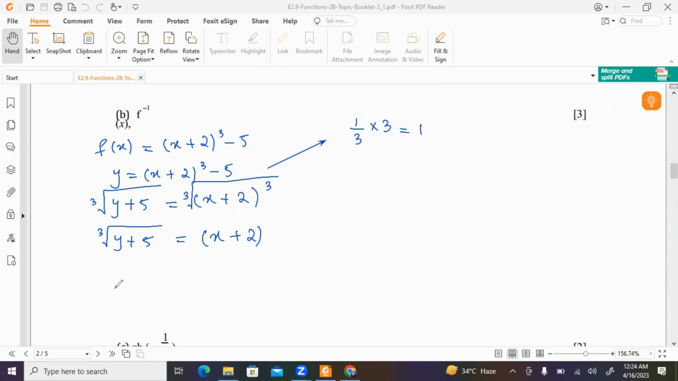So going back to this, I'm going to remove the 2 now. It's going to be the cube root of y plus 5, minus 2, equals x. Now, as we know, once we've made x the subject, we're going to replace x with f inverse of x, and we're going to replace the y with x. And this is your inverse: the cube root of x plus 5, minus 2.